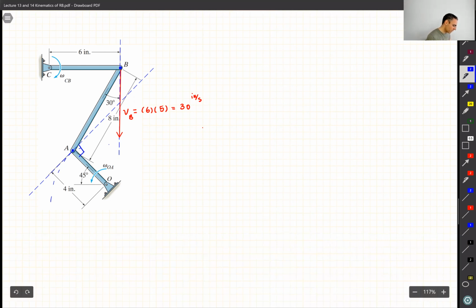So let me get rid of this line, because it's going to be messy soon. And this one we already know is 90 degrees. And not to forget, let's just write here, VA must be on this line.